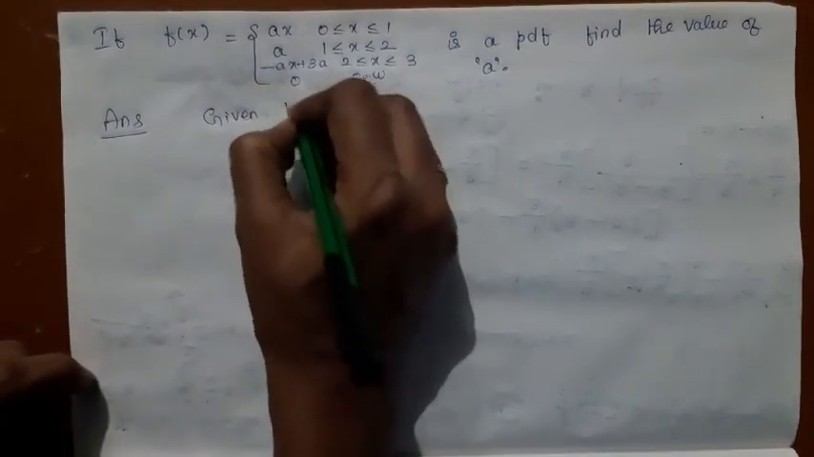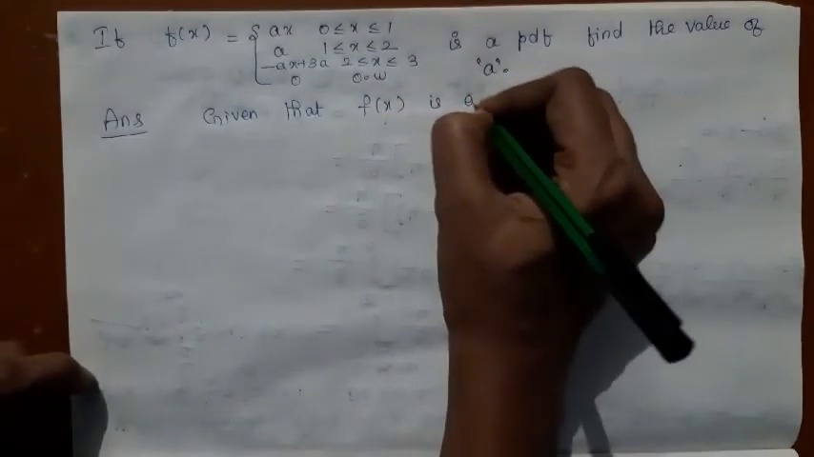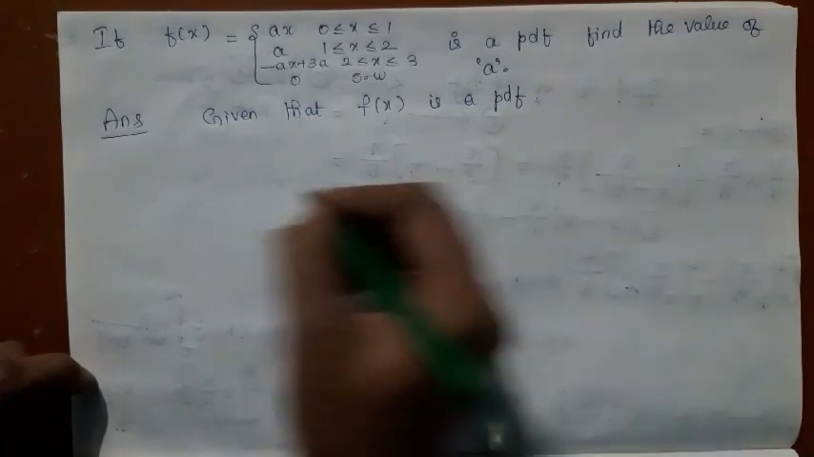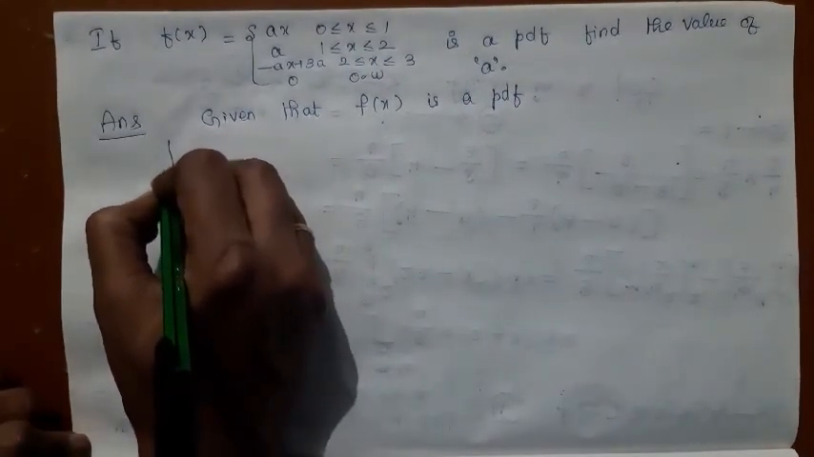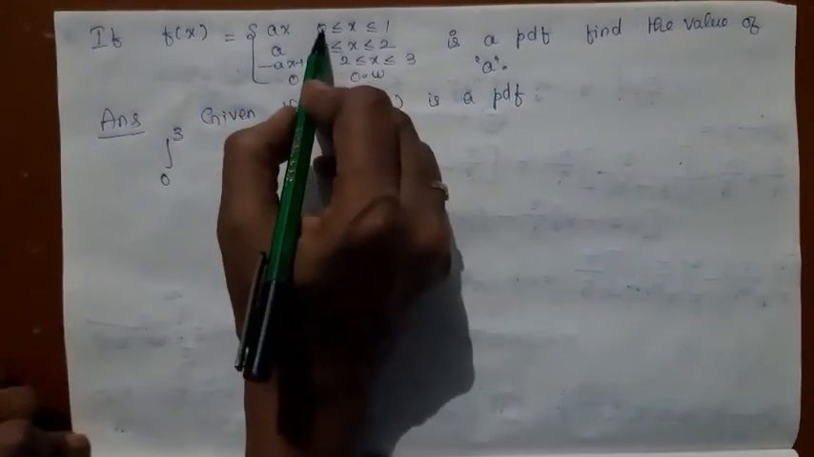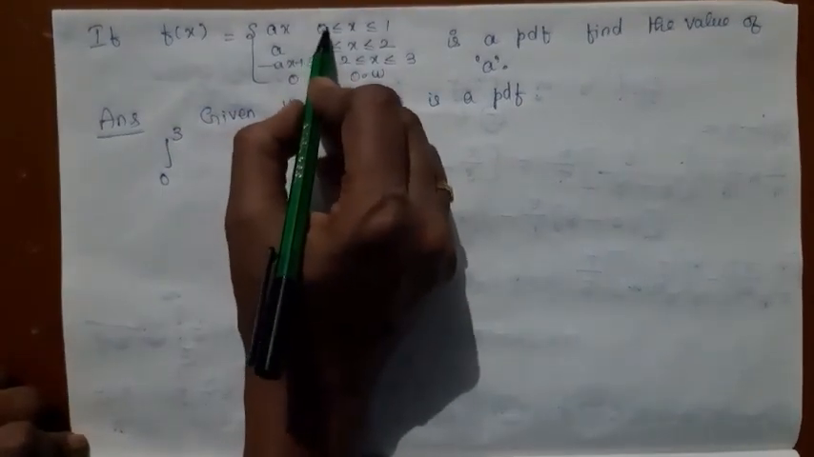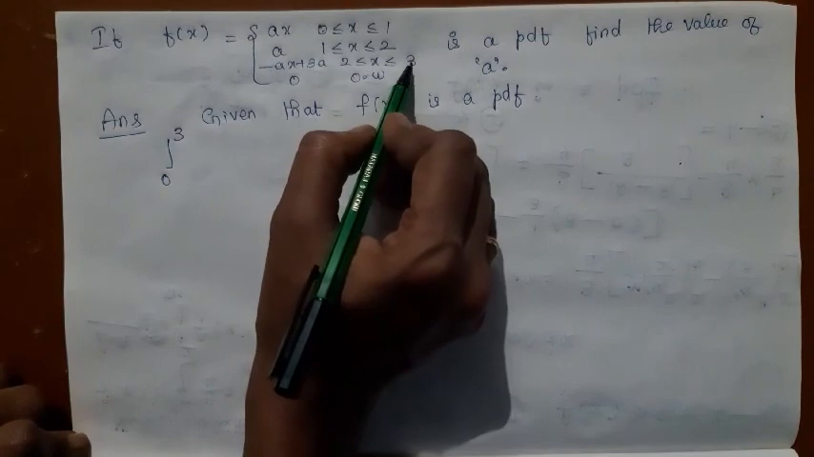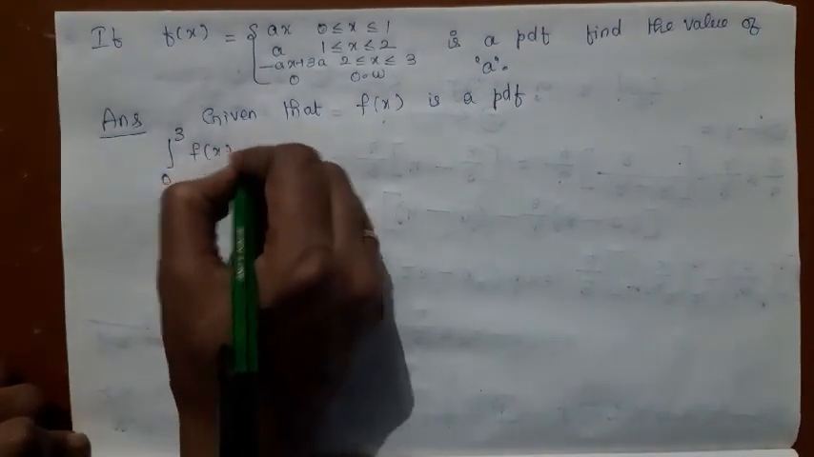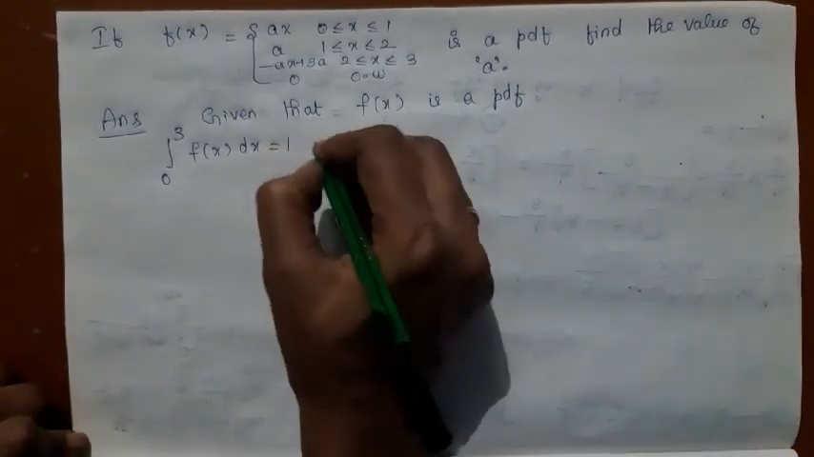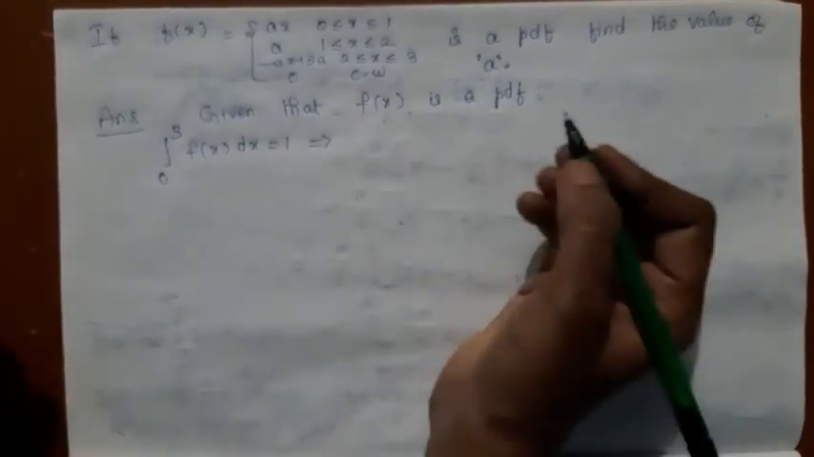Given that f of x is a PDF. If it is a probability density function, you know that if you integrate over the entire range of x in the problem, the lower limit is 0, upper limit is 3. If you integrate from 0 to 3, the answer should be 1. This is what you know since f of x is a PDF.